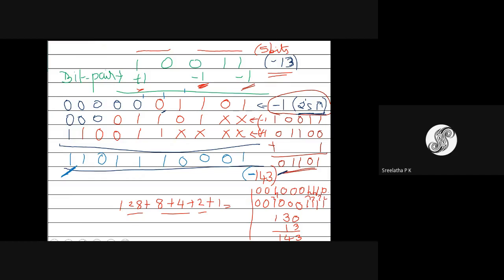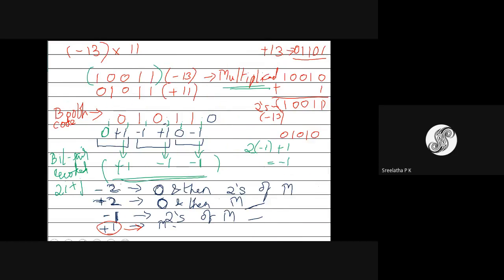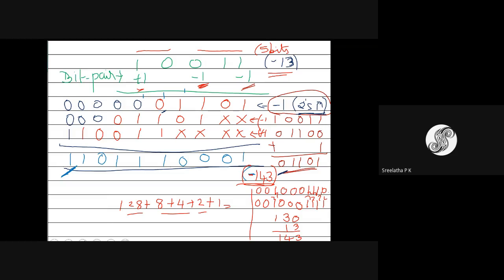So the binary value is 143 that I have got. Check whether this is correct. Does the multiplication return minus 143? Yes, 11 times 13 is 143, and you are getting the bit pattern also as minus 143.